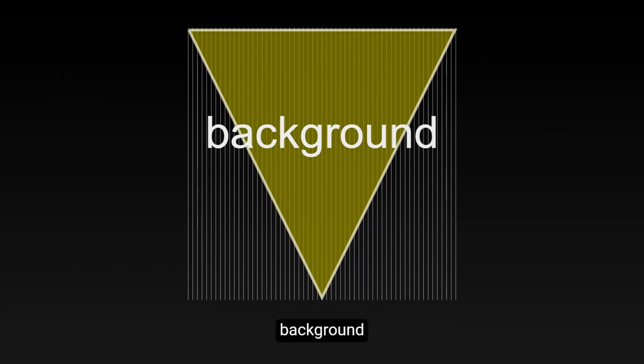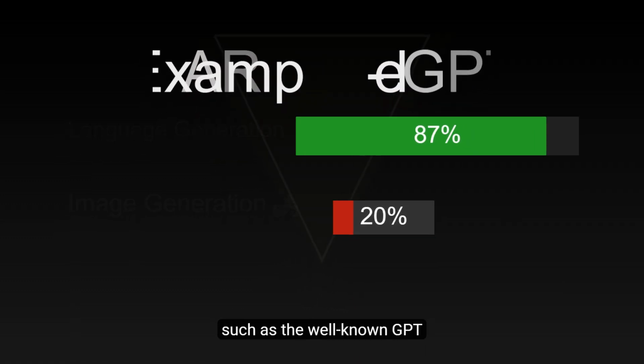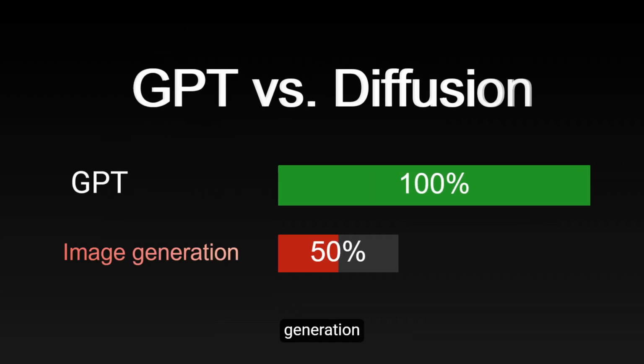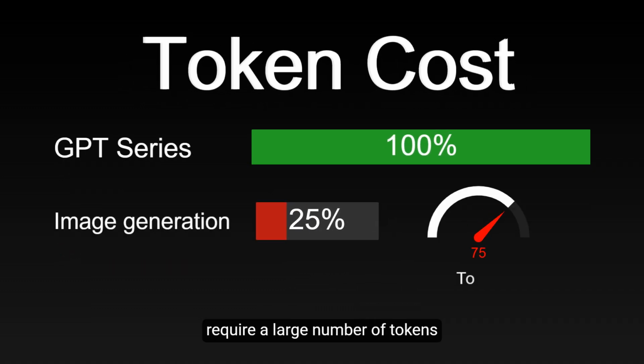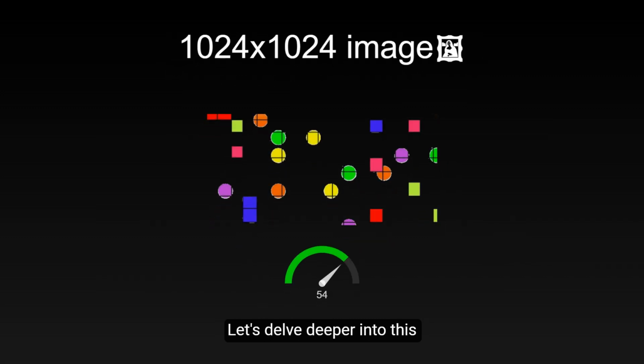Before we begin, let's first understand the background. Autoregressive models have achieved great success in the field of language generation, such as the well-known GPT series. But in the field of image generation, they always seem to lag behind diffusion models. One main reason is that images require a large number of tokens to represent, which leads to inefficient training and inference, and also limits the resolution of generated images. Let's delve deeper into this issue.